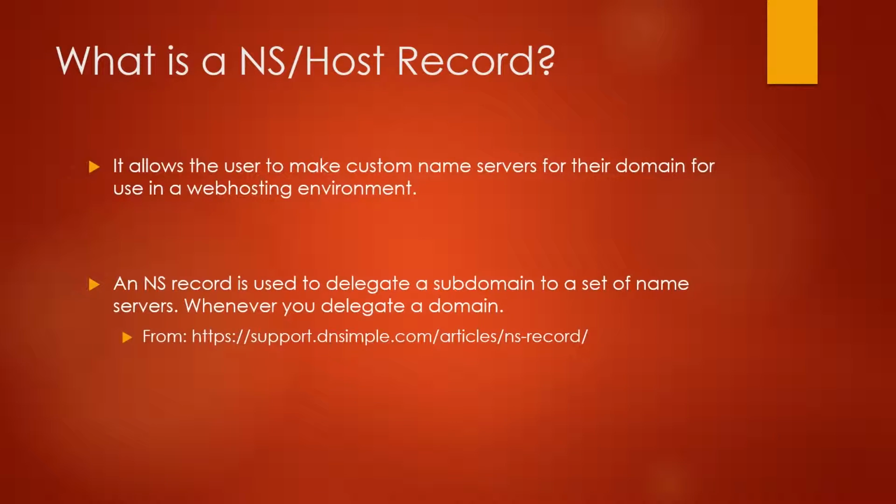So first off, what is an NS record or a host record in this case? Basically, it just states that this is going to be my name server. There's easy breakdowns: an NS record is used to delegate a subdomain, to set a name server whenever you delegate a domain. I found that from DNSimple. It's a pretty simple breakdown of it. But basically, you're pointing to what a DNS server is. So you're saying, this will be my DNS server.